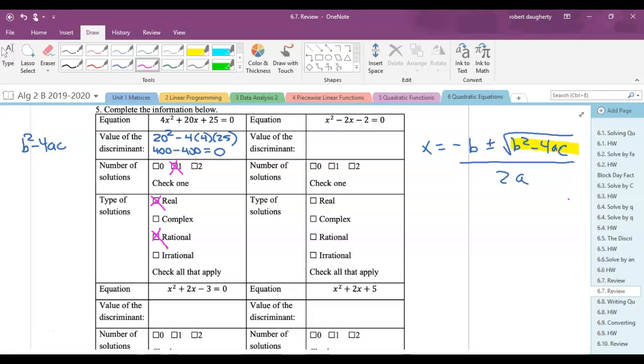So let's take a look at the next one. What is the discriminant in the next case? It's going to be b squared, so negative 2 squared minus 4 times 1 times negative 2. So this is 4 plus 8, which is 12, okay? So that tells me I'm going to be taking the square root of 12. So I'm going to get a plus or minus square root of 12 in my answer. I'm going to have two solutions, okay? That's a real number, but square root of 12, that's not a perfect square. That's going to be an irrational number. So I'm going to have two real irrational solutions here.